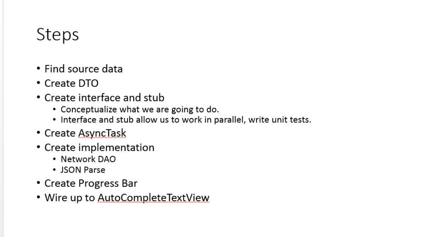Once we've done all that, we'll be ready to create the implementation class. And for this, we're going to need a low-level network data access object, or a network DAO. That's going to do things like invoke our URL that's going to return JSON data. But it could invoke any URL. It's simply invoking a URL and giving us back a string, and then we need to do something with that string. In our case, it's going to be a JSON string.